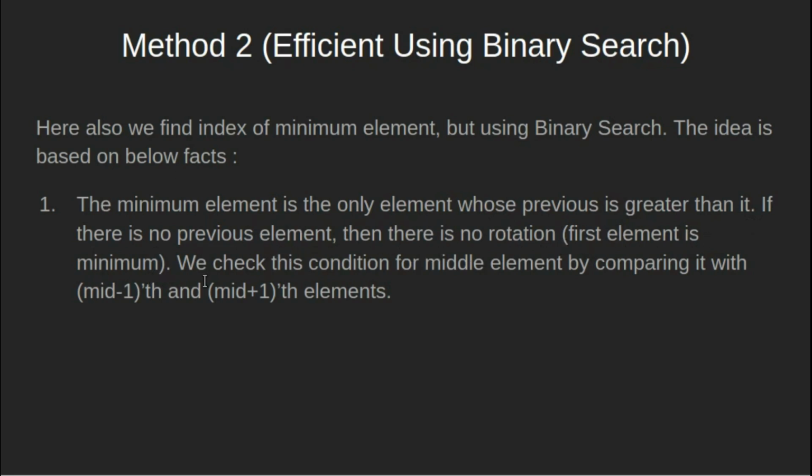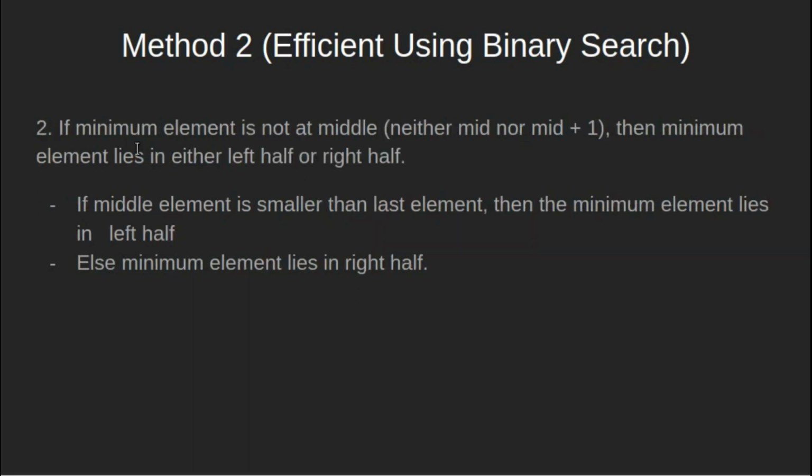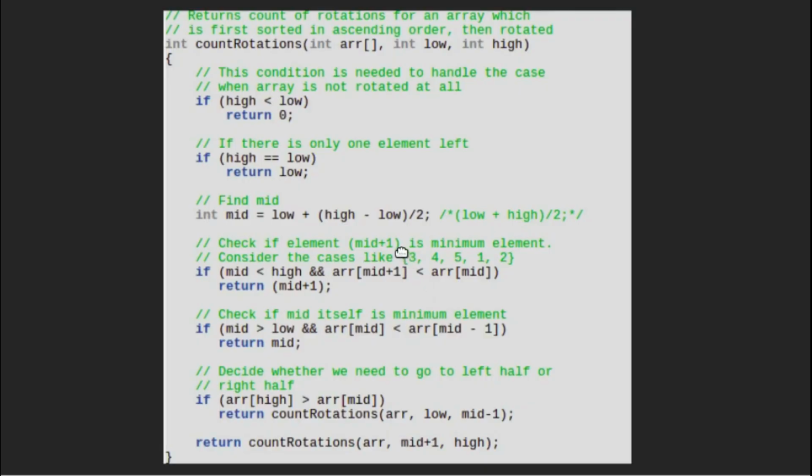First element is minimum. We check this condition for the middle element by comparing it with the mid minus 1 and mid plus 1 elements. If the minimum element is not at the middle, neither mid nor mid plus 1, then the minimum element lies either in the left half or the right half. If the middle element is smaller than the last element, then the minimum element lies in the left half, else the minimum element lies in the right half. Let's look at the code.